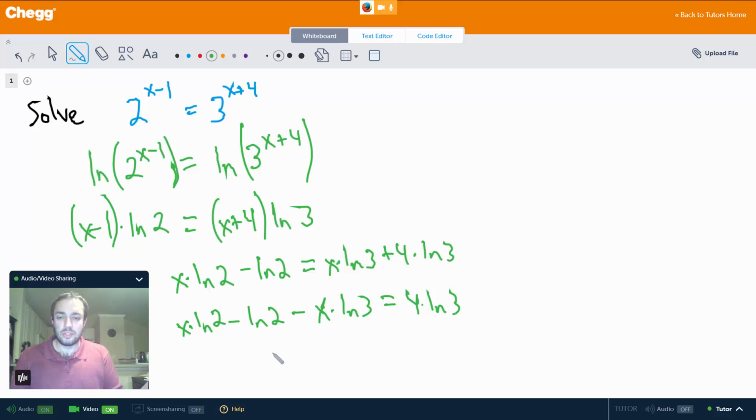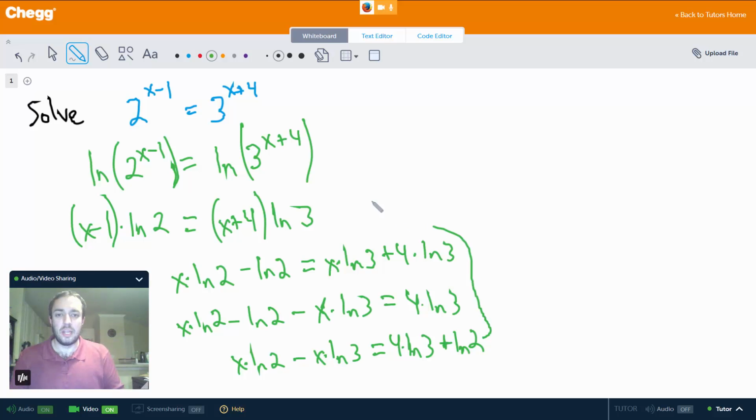And now we want to add the natural log of 2 to both sides. So we're going to get x times the natural log of 2 minus x times the natural log of 3 equals 4 times the natural log of 3, and then plus that natural log of 2 we just added to both sides. All right, now we're in pretty good shape because we have everything with an x on the left side, everything without an x on the other side.